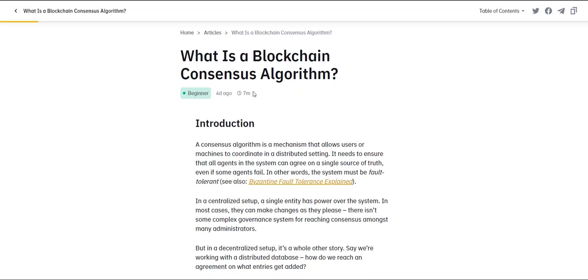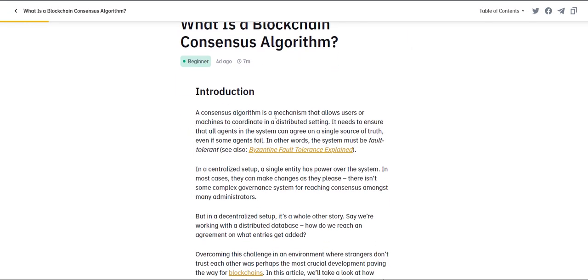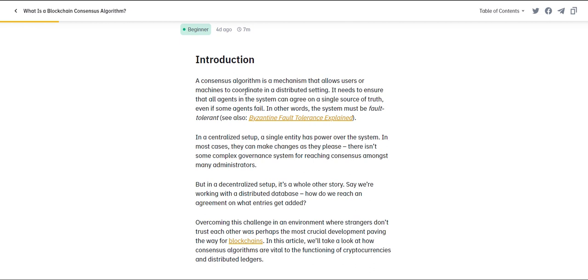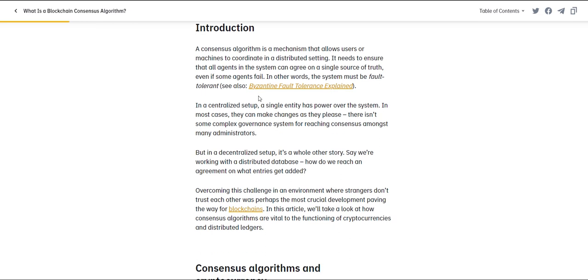What is a blockchain consensus algorithm? A consensus algorithm is a mechanism that allows users or machines to coordinate in a distributed setting. It needs to ensure that all agents in the system can agree on a single source of truth, even if some agents fail. In other words, the system must be fault tolerant.